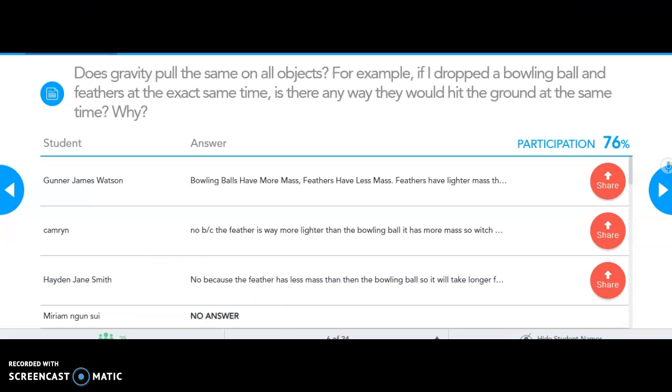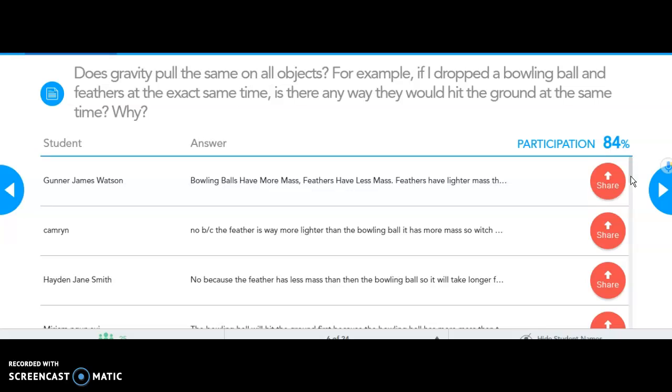So as I go through this and look at all the answers, a lot of people are saying that there's no way they could ever hit the ground at the same time, because the bowling ball has more mass. And that has absolutely nothing to do with it. Gravity pulls the same on everything. But Mr. Bullens, when I drop a bowling ball and feathers at the same time, they don't hit at the same time. That's because friction is acting on the feathers. Feathers do not have as much mass, and they're also shaped very differently.